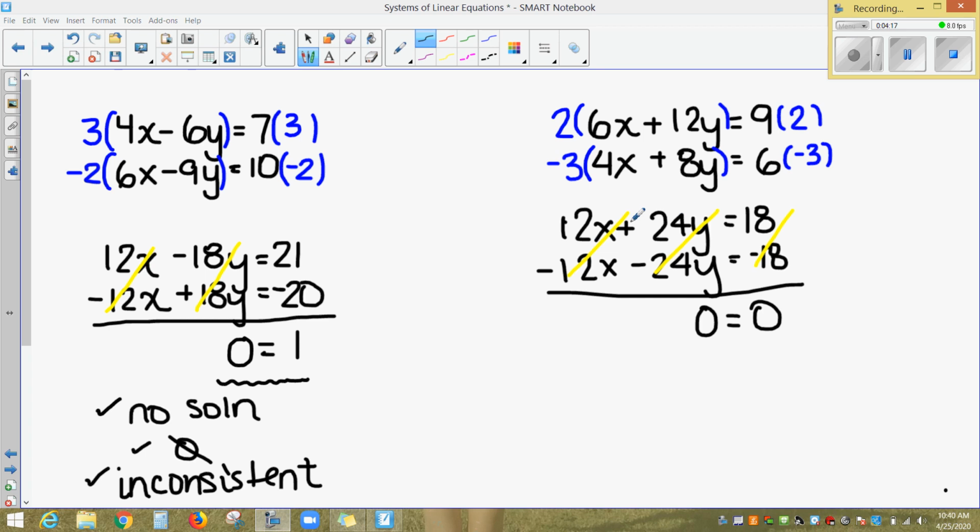Okay, so this time when we create opposites on the x's, the y's go away as well, just like they did on the left example. But on the right side, I also get 0.